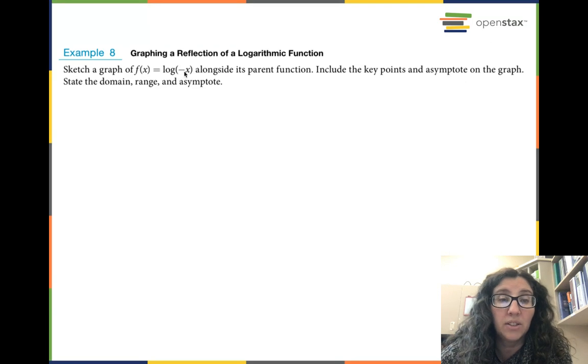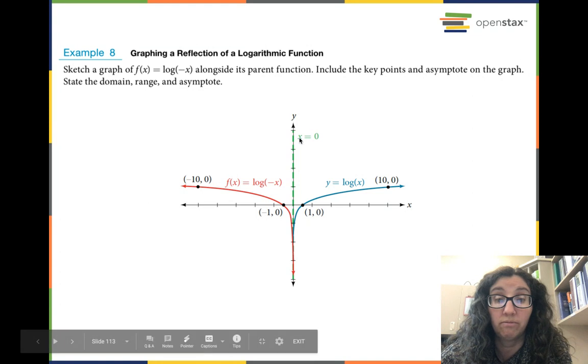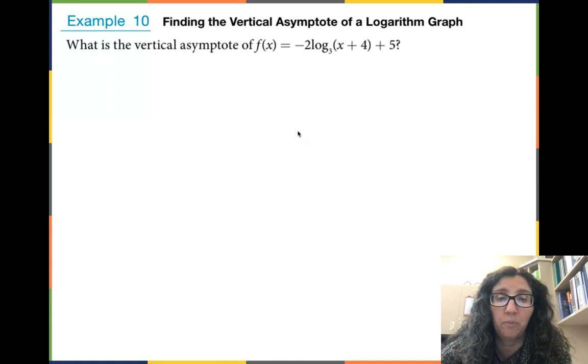So graph this, log base 10 of minus x, alongside its parent function. All right, here's our original function, x-intercept at 1, a key point 10, 1. If we reflect it across the y-axis, everything is just going to reflect. This becomes -1, 0, -10, 1. And the vertical asymptote has not changed, right? It's still at x equals 0.